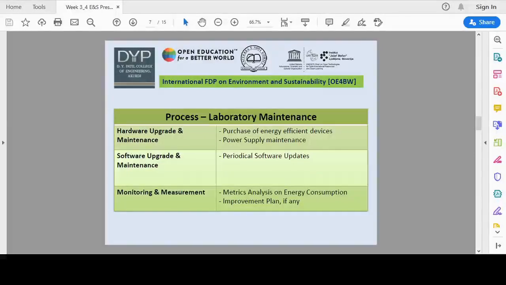Monitoring and measurement. All these hardware and software related activities have to be periodically monitored, logged, and the energy consumption by these computer devices and systems has to be measured and analyzed.